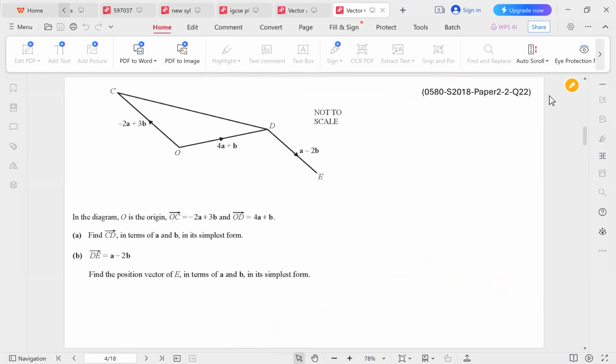In the diagram, O is the origin, OC equals negative 2A plus 3B, OD equals 4A plus B. Find CD in terms of A and B in simplest form. So in order to find CD, we're going to first write it as CD equals CO plus OD. Of course, CO is the same as negative OC. So CO would be negative, and we will write the expression for OC, which is given in the problem, as negative 2A plus 3B, and then plus OD, which is 4A plus B.